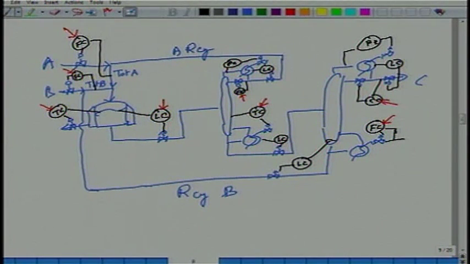If there are no side reactions, whatever we talked about for the previous case also holds. Temperature should be max, level should be max. This temperature set point should be governed by the impurity in the C, right? Similarly, this composition set point is again governed by the impurity in the C, and so on and so forth.